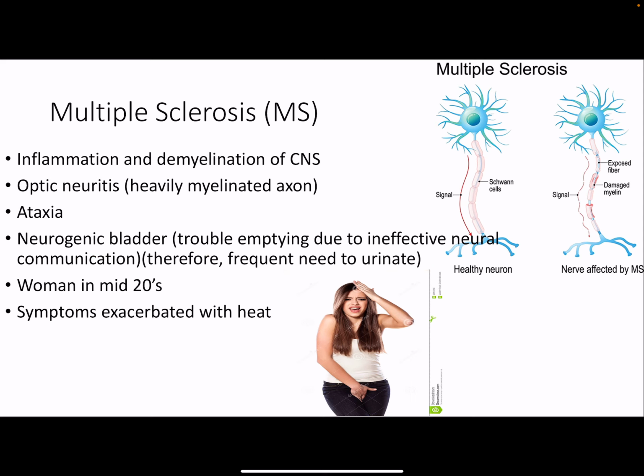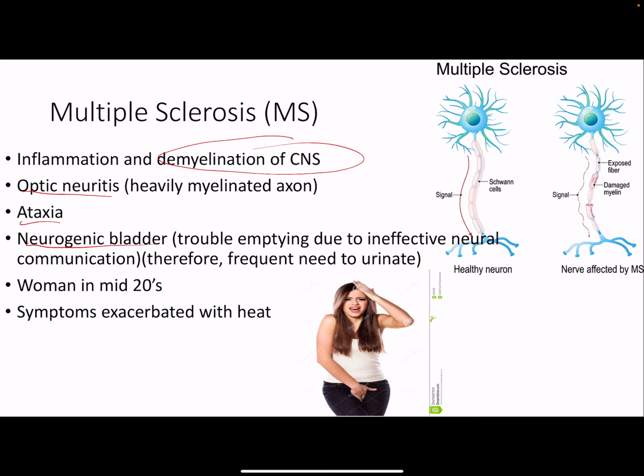And multiple sclerosis, so specifically attacking the myelin of the central nervous system. Your eyes are highly myelinated, so it's going to cause vision issues, optic neuritis, balance issues because your cerebellum is highly myelinated. Neurogenic bladder. Similarly, the specific neural pathways that connect to your bladder are highly myelinated.